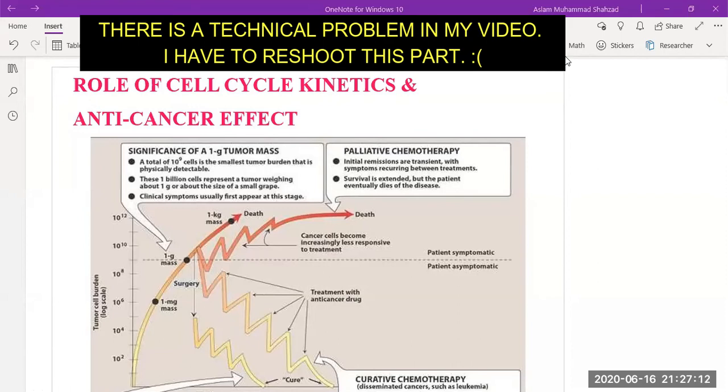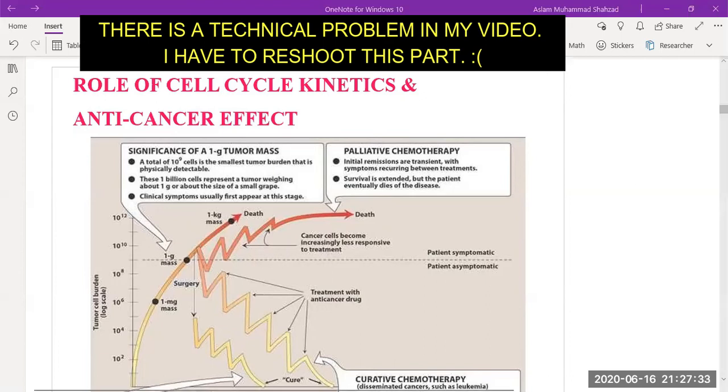So how can we express 1 gram of tumor? It can be expressed as one small grape, or it can be expressed as 1 gram of tumor is equivalent to 1 billion cells. Then if we take a look at palliative chemotherapy, they're talking about two things.